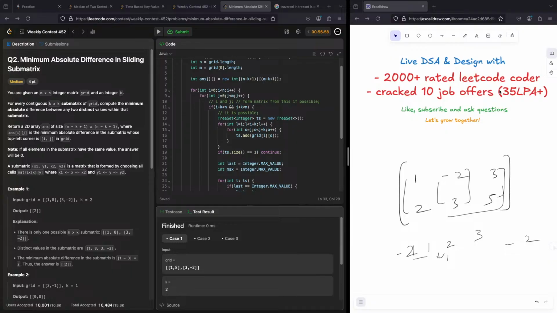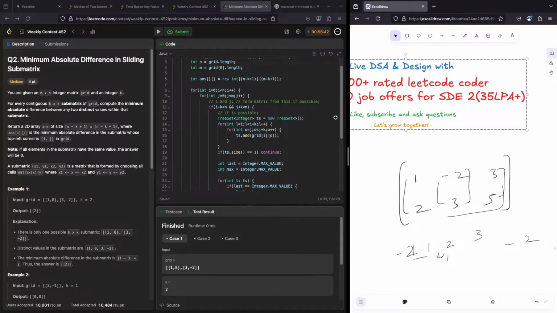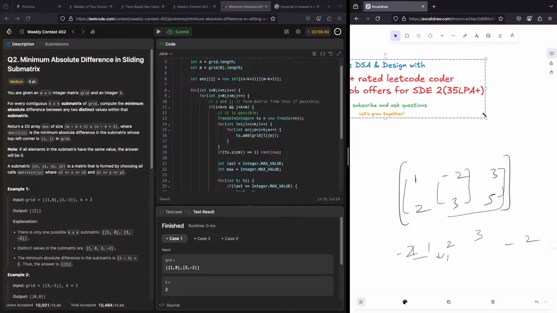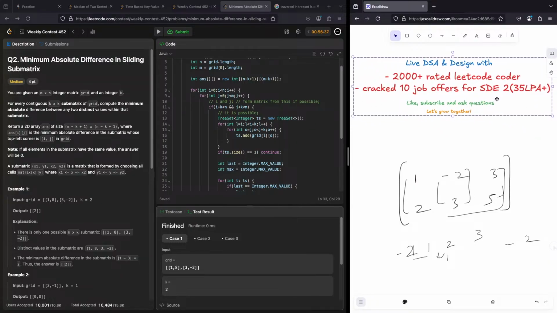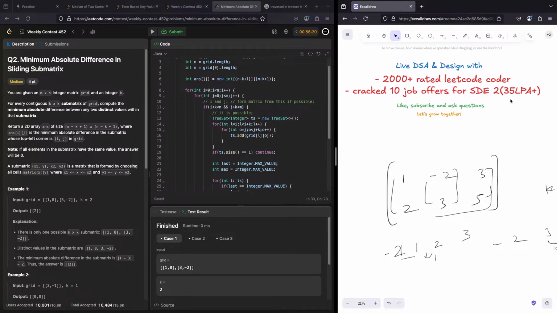So all of these are SDE2 roles. So let me correct the 10 job offers to say SDE2, that should avoid some confusion, I guess. Let's make it like this. This is nothing to bloat, man. This is just so that people know the credibility. It should not be like, why is this guy talking, right? I've seen some of the stuff that I just want to share with you guys. That's the reason I'm here.